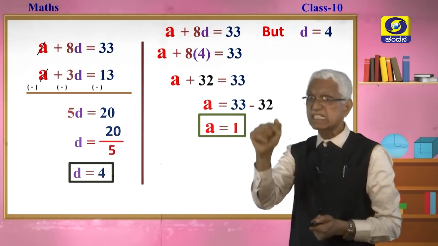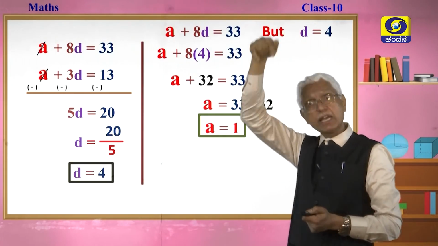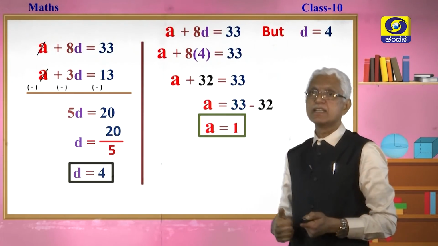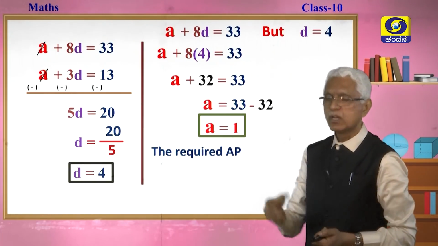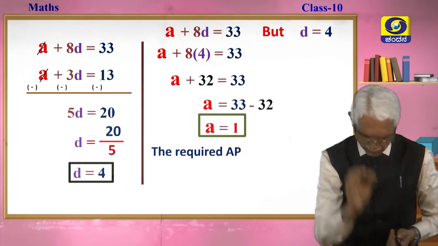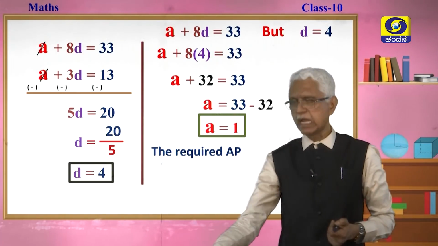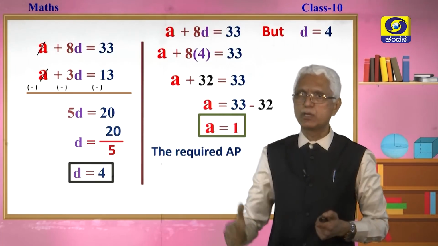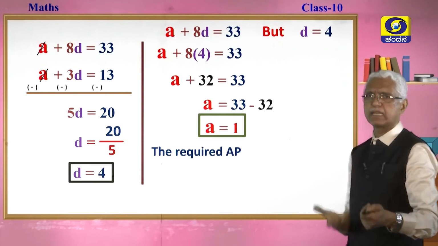So, the first term of the required AP is 1. Common difference is 4. You know the first term, you know the common difference. You must know these two. You must know the first term, you must know the common difference. Only then will you be able to write down the AP. Now, anybody can write the AP.